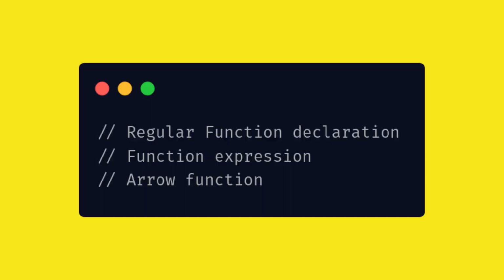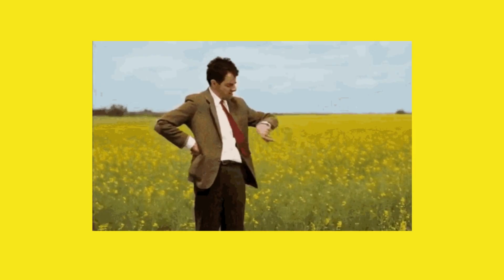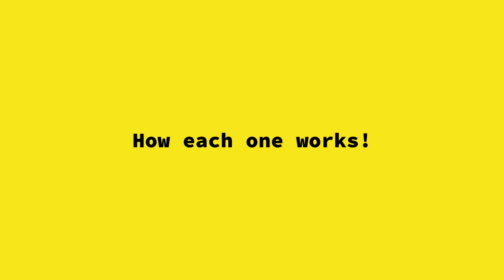In today's video we are going to take a closer look at three main ways to define a function: regular function declarations, function expressions, and arrow functions. Even though they use different syntax, they do the same thing, like they define a block that can be used later in the code. Let's take a closer look at how each one works.